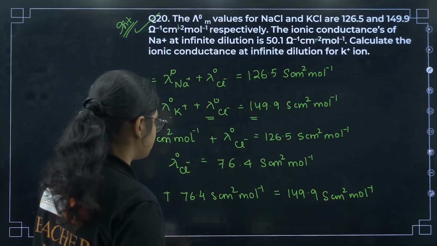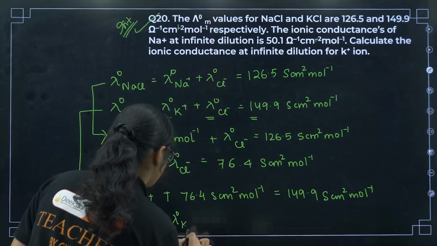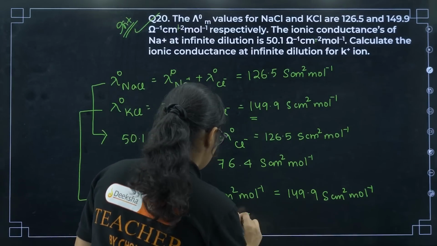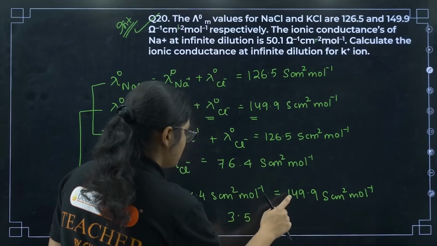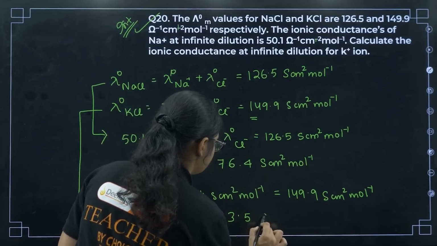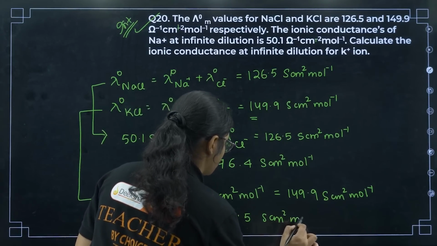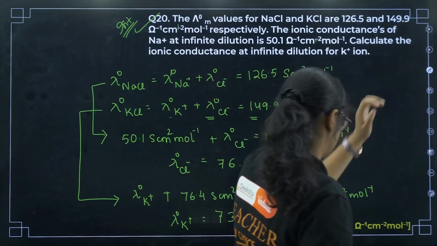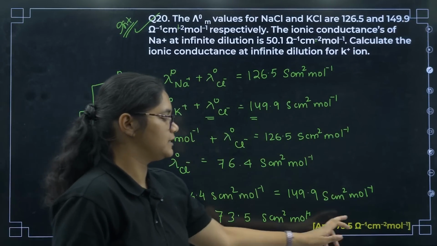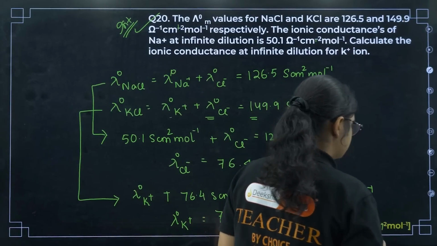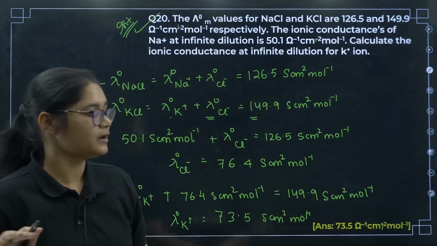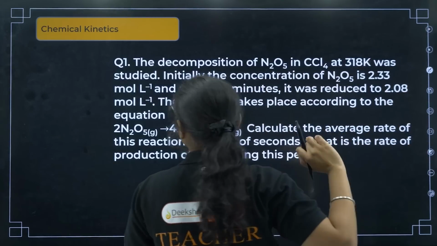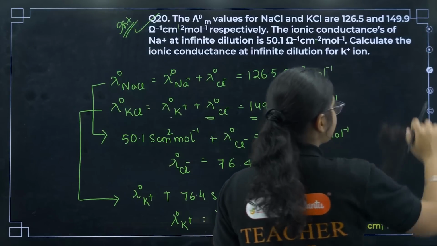So now we can subtract this one. So lambda naught of K plus is equal to 9 minus 4 is 5, then 9 minus 6 is 3, then 14 minus 7 is 7, 73.5 S centimeter square mole inverse. Please check the units, it is S centimeter square mole inverse. So we are done with the questions from electrochemistry.